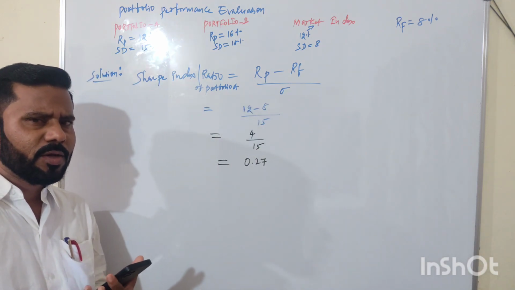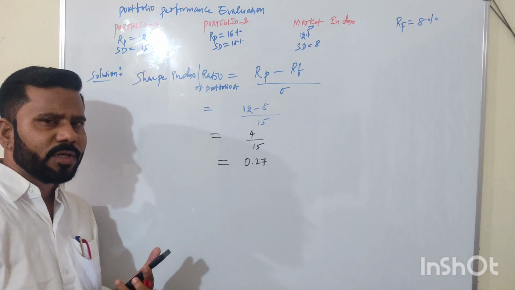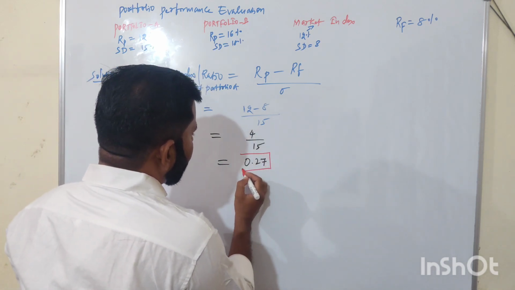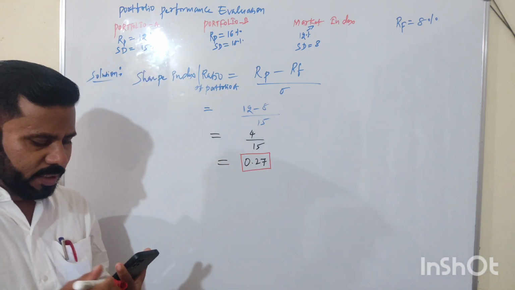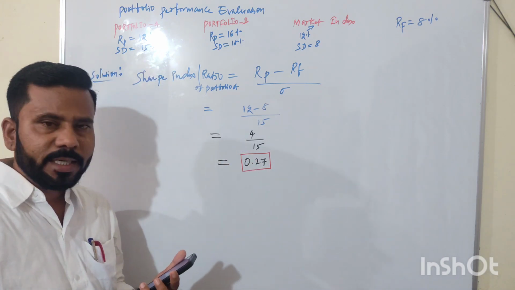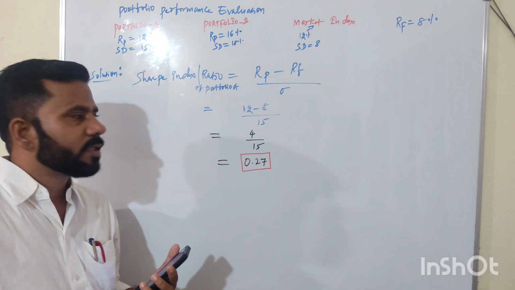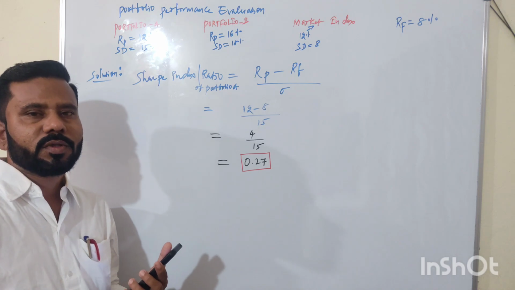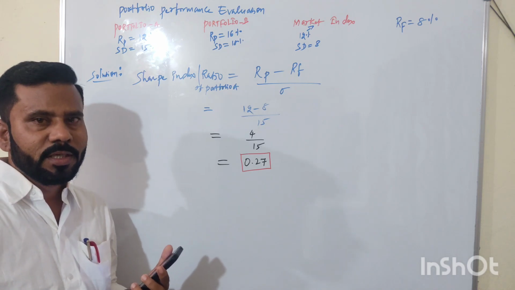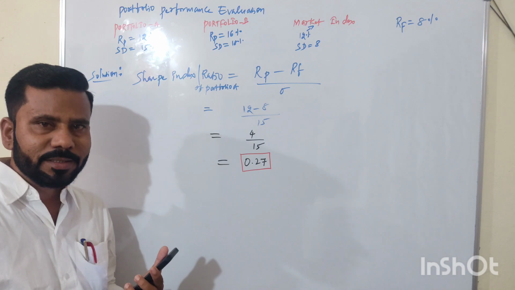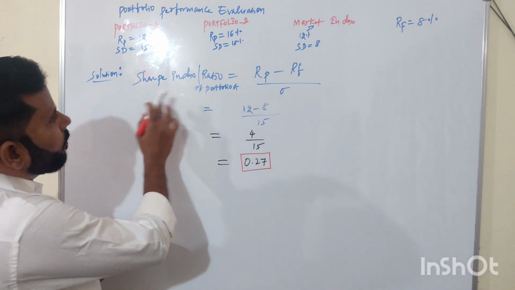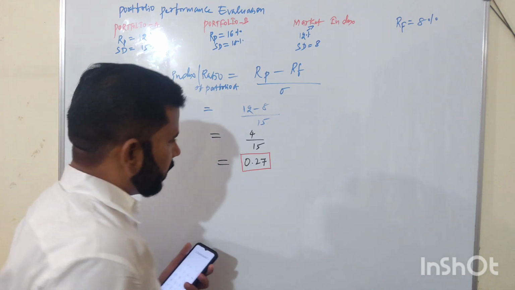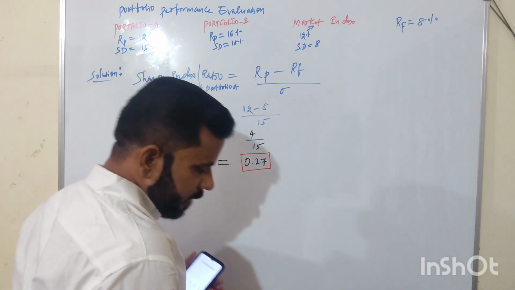If you remember and recall, we solved this same problem yesterday. I don't know why it is given repeatedly in the exercise. Yesterday the problems which I solved were illustration questions. Today I am solving exercise questions. So the Sharpe ratio of portfolio A answer is 0.27.